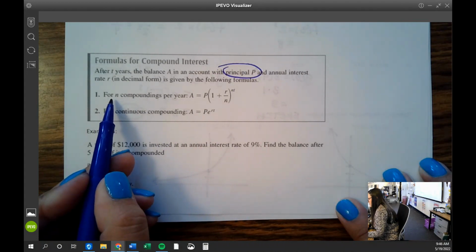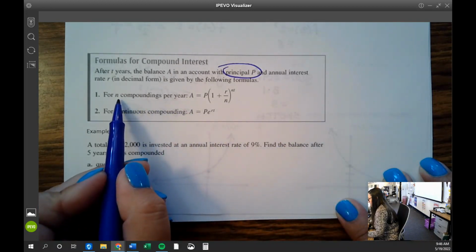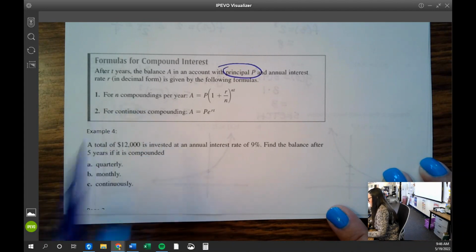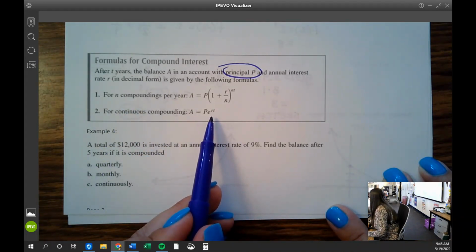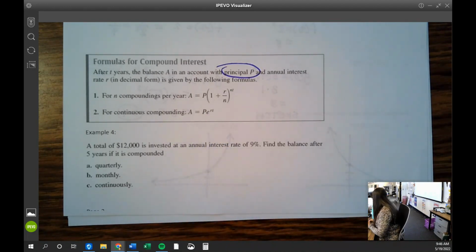So for N compounding per year, right? N is how many times we're calculating interest. And then this is continuous compounding. And it makes sense that we have E in there, right? Because E is all about continuous growth. It's the rate of continuous growth.